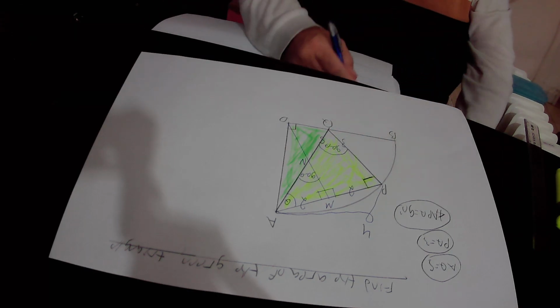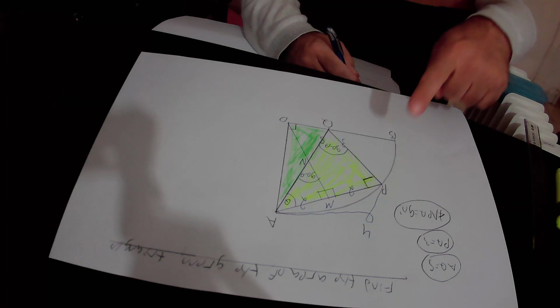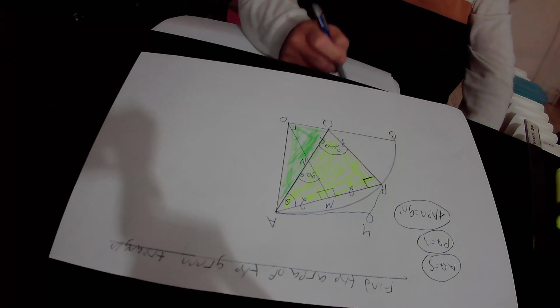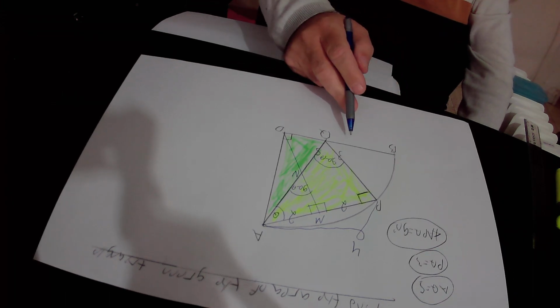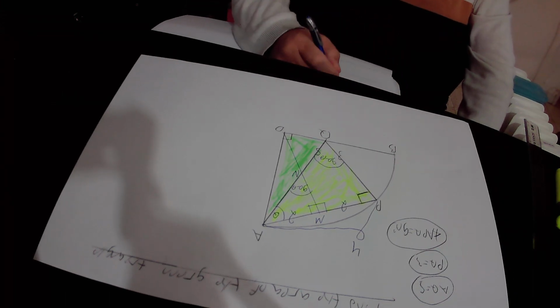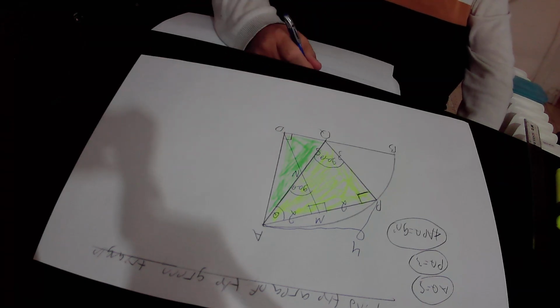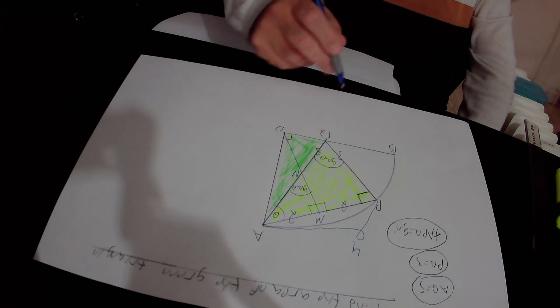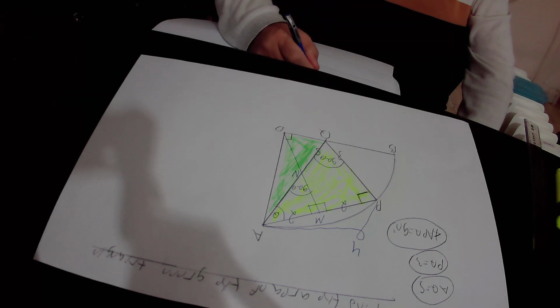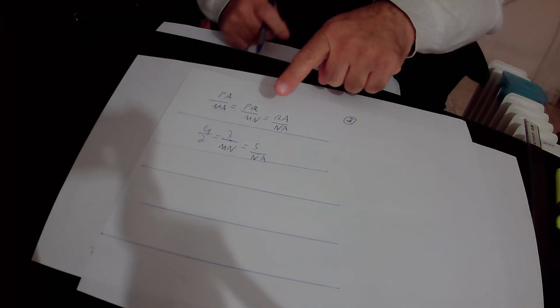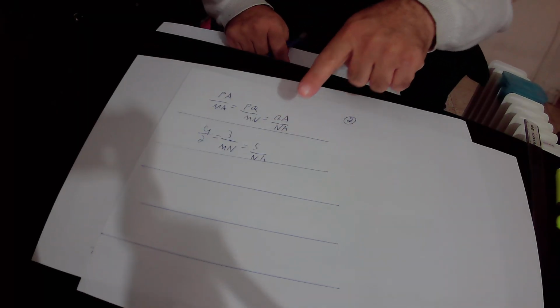PA is 4 over MA is 2, and it is equal to PQ, PQ is 3, over MN is unknown, so we leave it as it is, and it is equal to QA, which is 5 according to what is given in the question, over NA is unknown, so we leave it as it is. In conclusion, we found out that 4 over 2 equals 3 over MN equals 5 over NA.